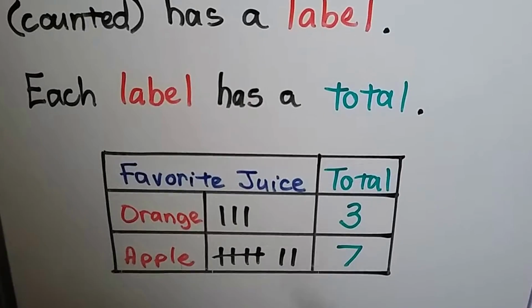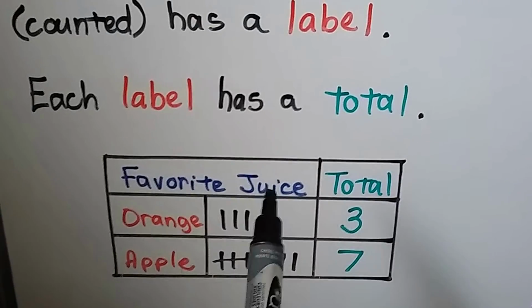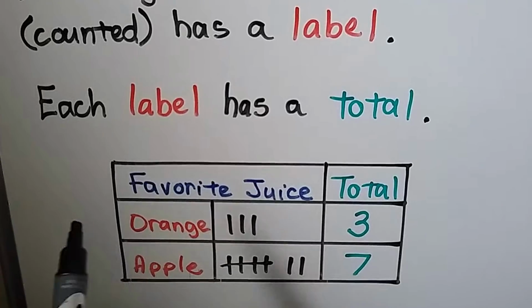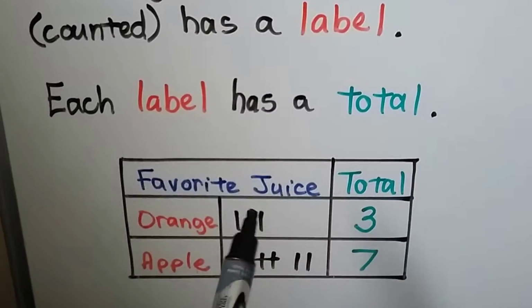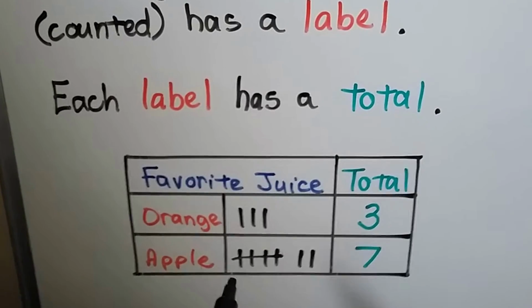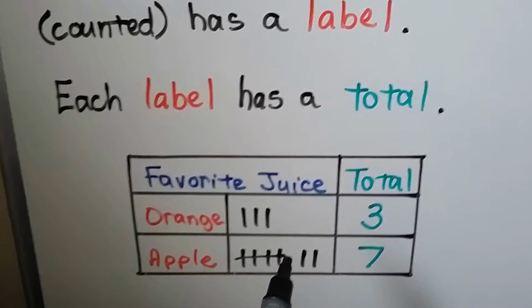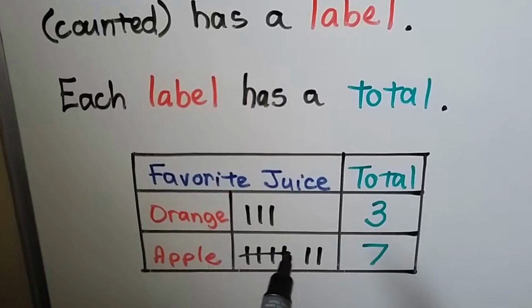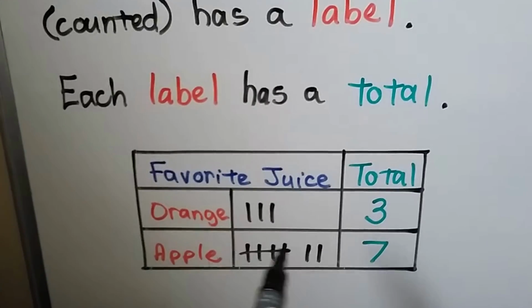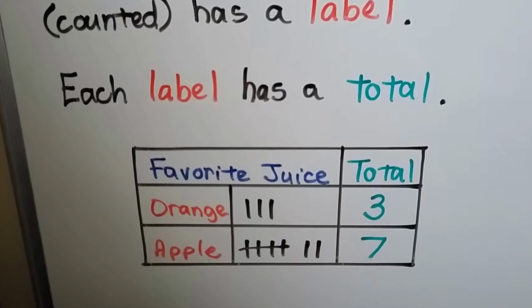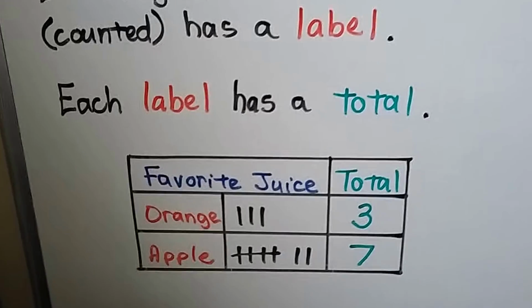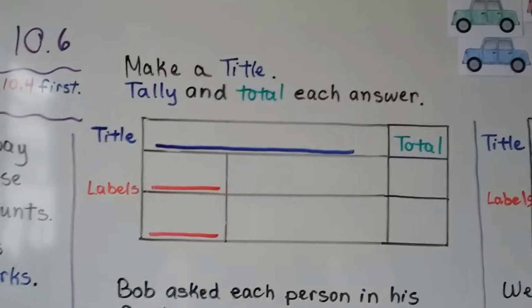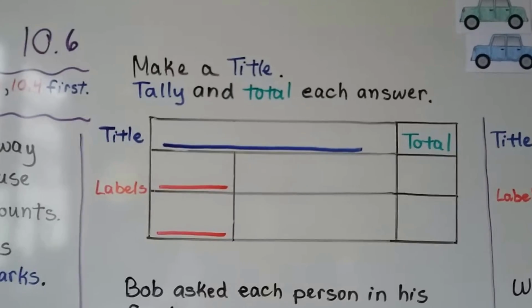So here's a tally chart. We can see the title is Favorite Juice. So we can tell that the people were asked if they liked orange juice or apple juice. For every answer, there's one tally mark. When we get to 4 answers and we want to put a 5th answer, we cross the 4 lines with another line to make a group of 5. We can see the totals of the tally marks on the side. We can make a title and we can tally and total each answer.